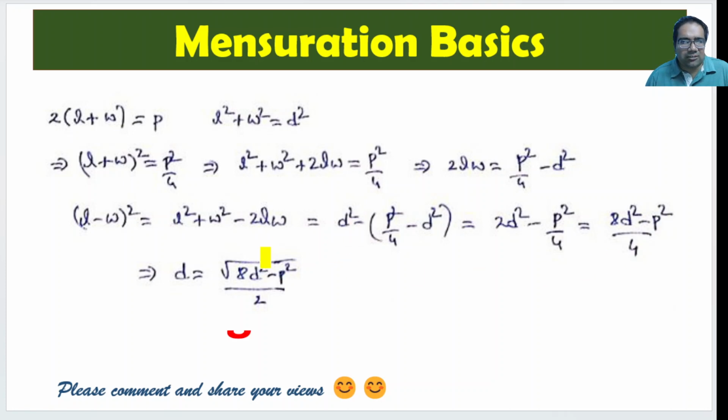So that is (L minus W) whole square. Sorry, there is a typo here. Here, this means L minus W equals under root of this, which is under root of (8D square minus P square) by 2.